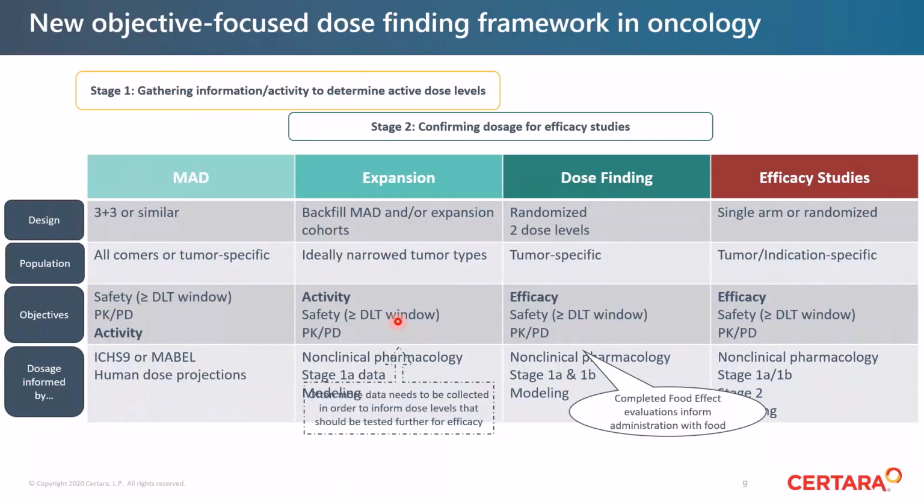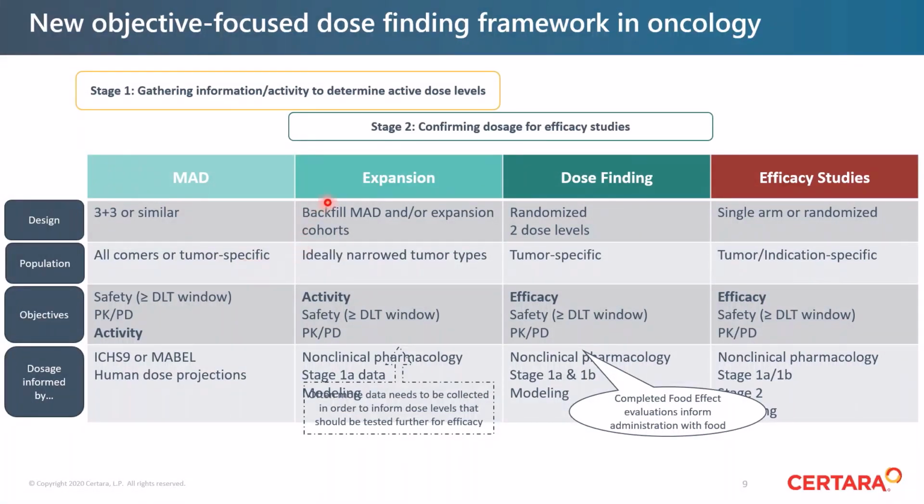So what does this practically mean, and how to implement the agency's recommendations in terms of a program design? This slide provides a general conceptual framework for the new approach to oncology dose finding. Drug developers are now being encouraged to adopt a more objective focused approach to early oncology study design, with the FDA signaling increased opportunities for more flexibility in these early stages. In general, however, early oncology programs would still include a dose escalation phase, if needed in all comers, or if possible in a more tumor-specific population.